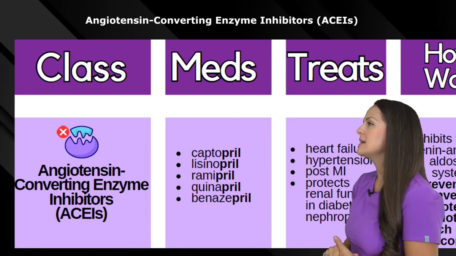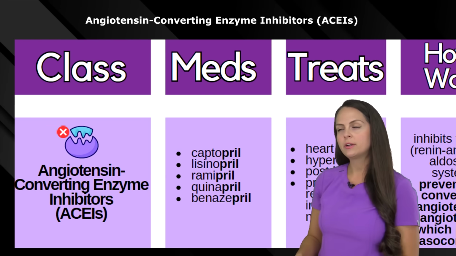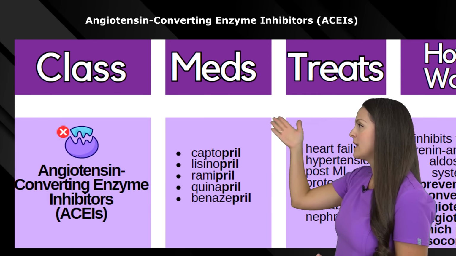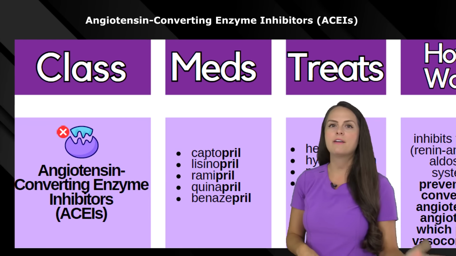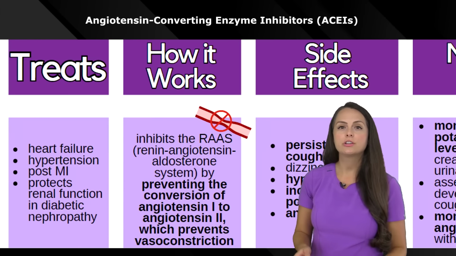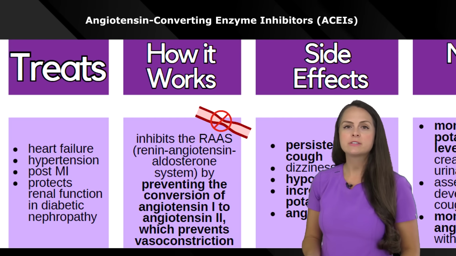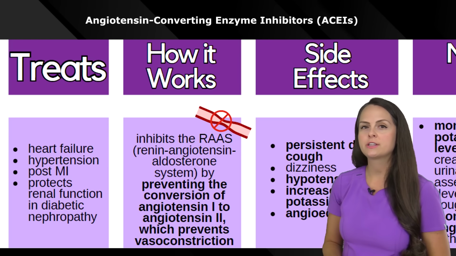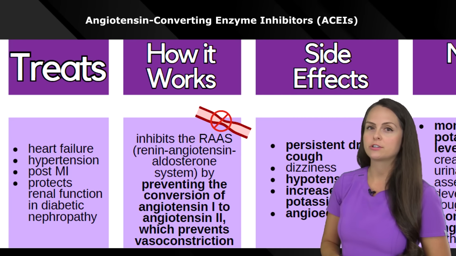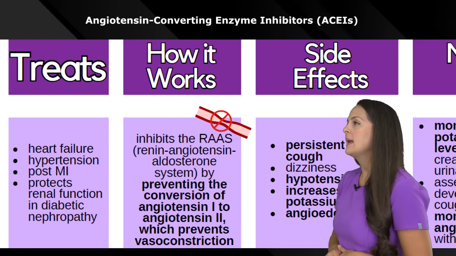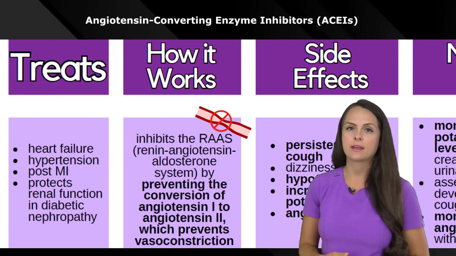Medications in this class include captopril, lisinopril, ramipril, and notice with these generic names, the endings end in pril. So you see pril, think of ACE inhibitors. These medications are used to treat patients who've had heart failure, hypertension, a post-MI, so after myocardial infarction, they're helpful in decreasing the workload on the heart, which it desperately needs after it just went through trauma. And it can also protect the renal function in patients who have diabetic nephropathy.